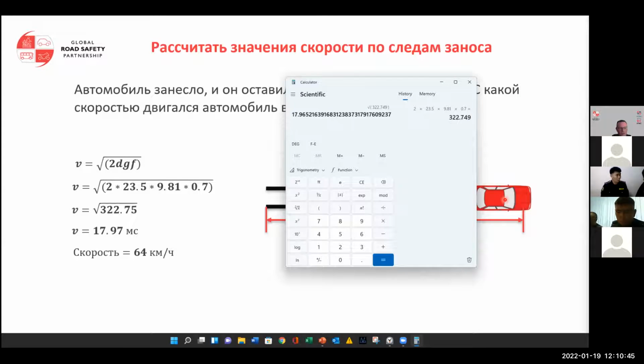We want speed, so we multiply by 3.6. So let's just do that. It equals 64 kilometers per hour.